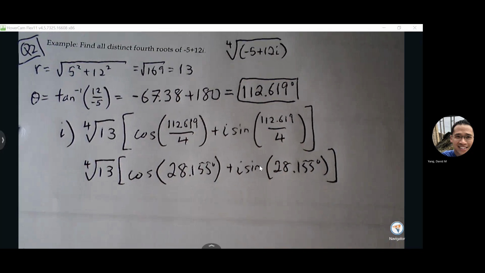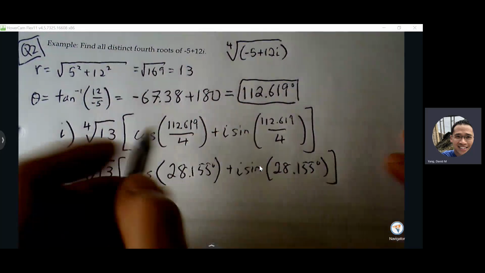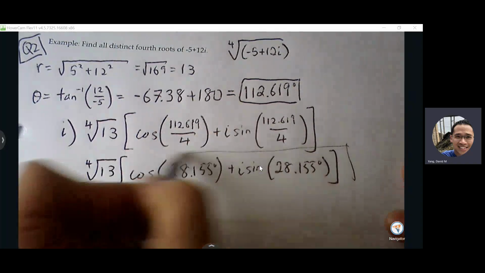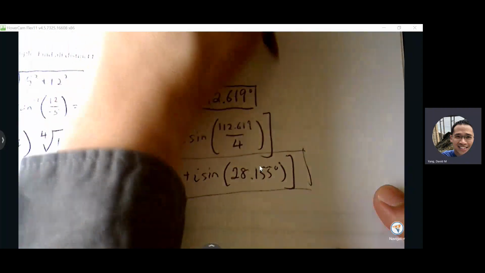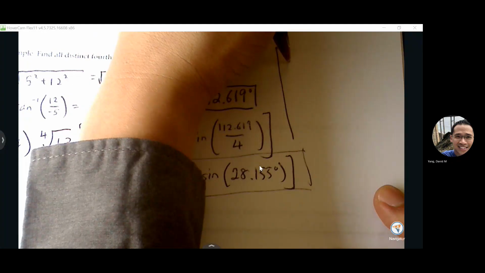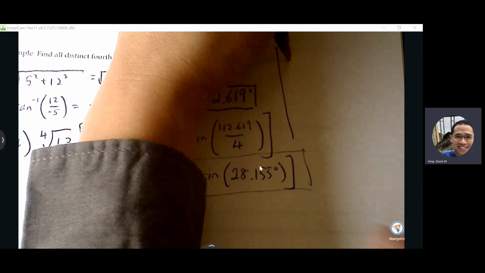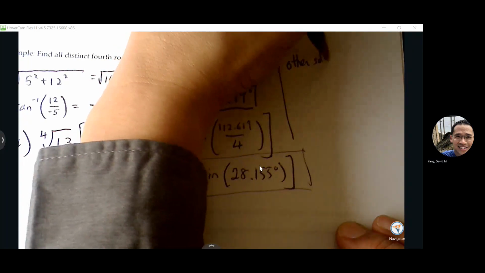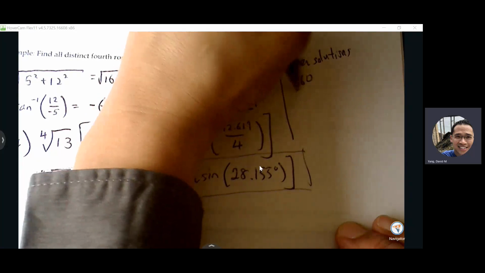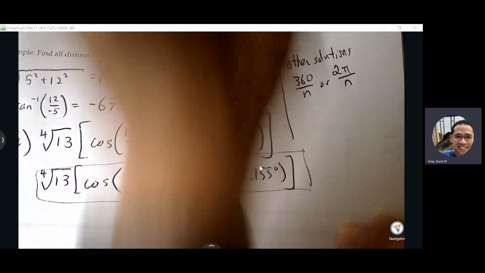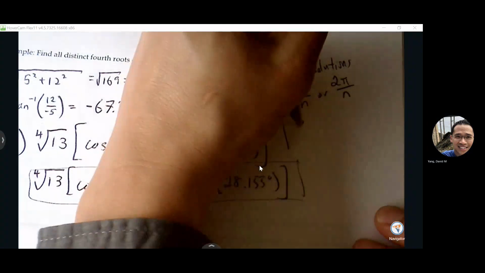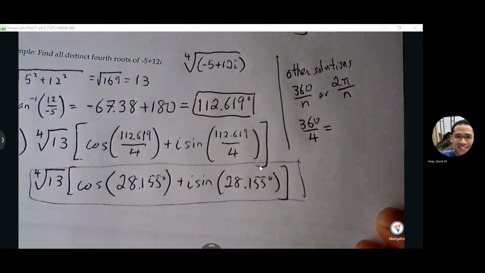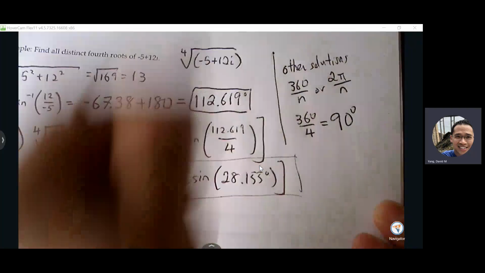We're looking for how many more? Three more, right? Because we want four solutions. Oh, these are the same thing, by the way, right? This is just the cleaned up version. So this is my first solution. Now, to find my other three solutions, I'm going to use my formula here. The spacing between my solutions is either 360 divided by n or 2 pi divided by n, depending on which mode you're in. So right now we're in degree mode. So we're going to divide by what? 360. Yeah, 360 divided by 4. What is that equal to? 90. Okay, so this is how we're going to get to our other solutions.